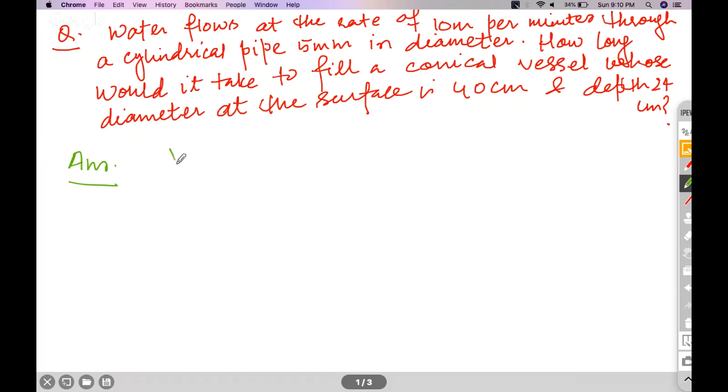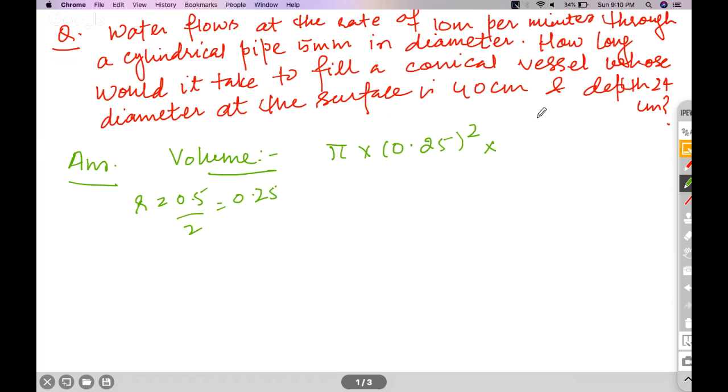So the volume of the water in 1 minute, because water is cylindrical in nature, would be pi into 0.25 square. Radius is 0.5 centimeters, so 0.5 divided by 2 is 0.25, and h is 10. So this is the volume of water per minute.